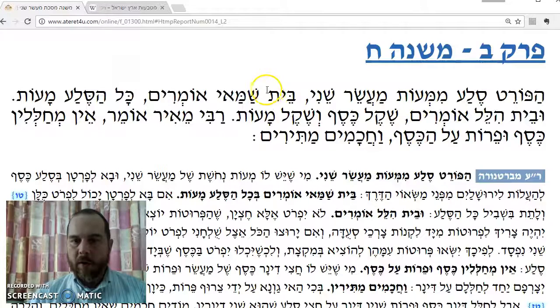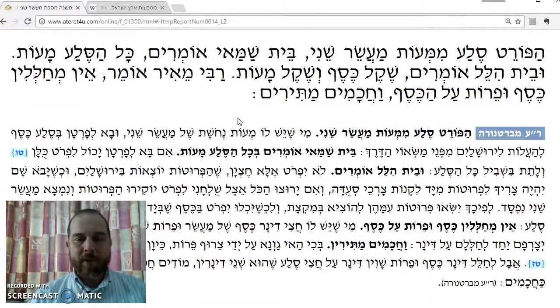Okay? So the Mishnah says, Beit Shammai omrim, kol hasela ma'ot. Beit Shammai says the whole selah is ma'ot. Ubeit Hillel omrim, Beit Hillel says, no, shekel kesef, v'shekel ma'ot. So we're going to learn according to the Bartanura, although I'll explain that there's a little bit of a difference of opinion about what it means.